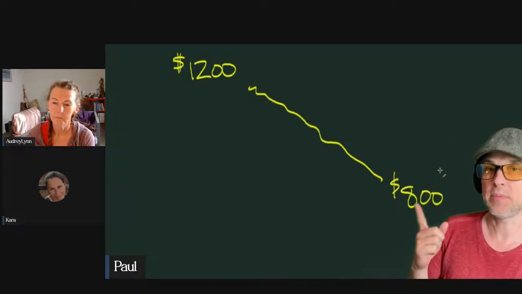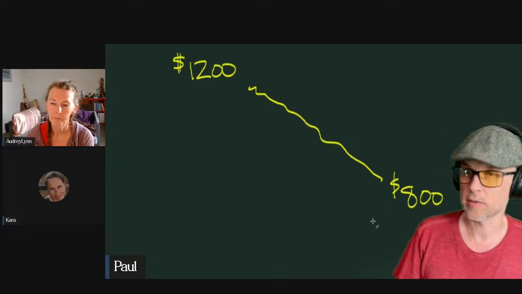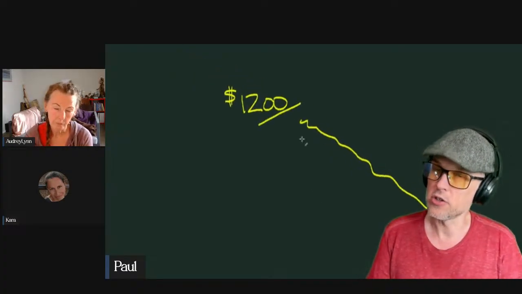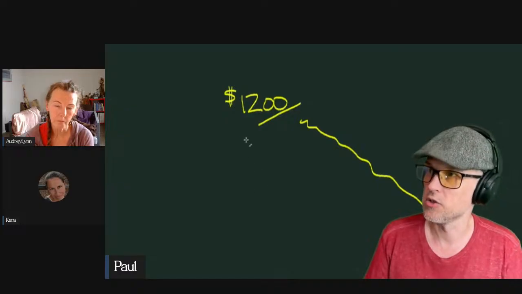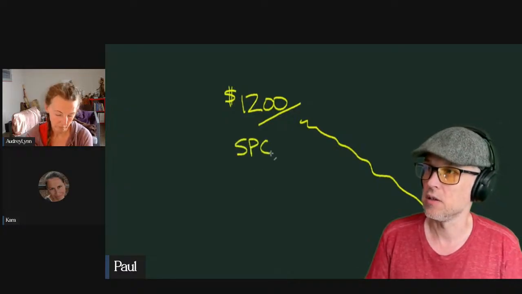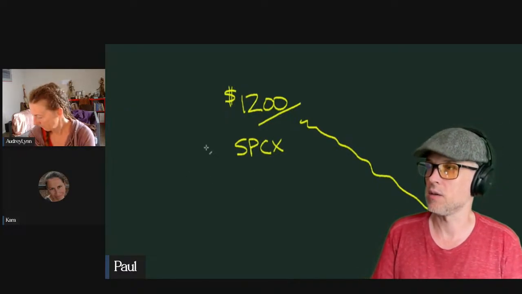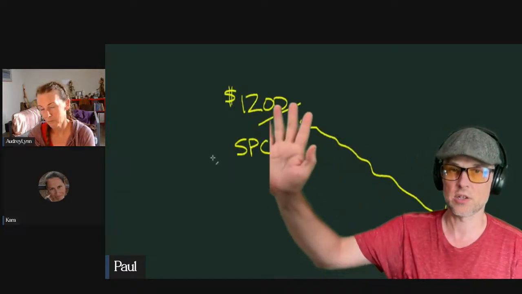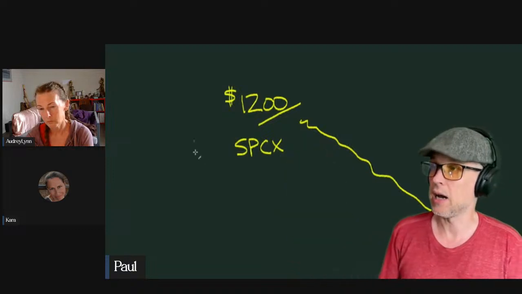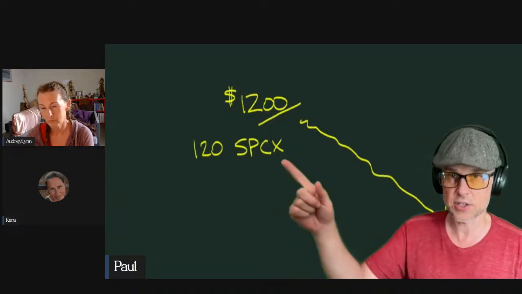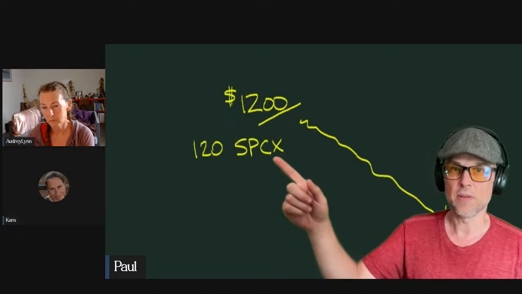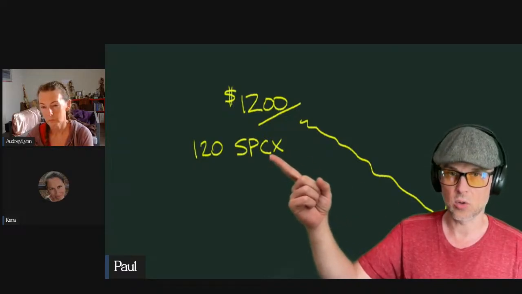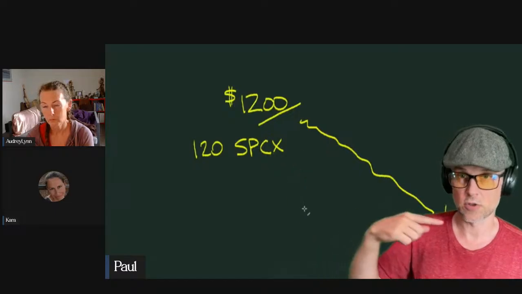And so I'm taking out a loan on $1,200 worth of the stock. So I'm going to get SpaceX, and let's say, for all intents and purposes, SpaceX is $100. So I'm getting 120 SpaceX in the future. But in order to do this, I have to take out a loan because it's for the future.